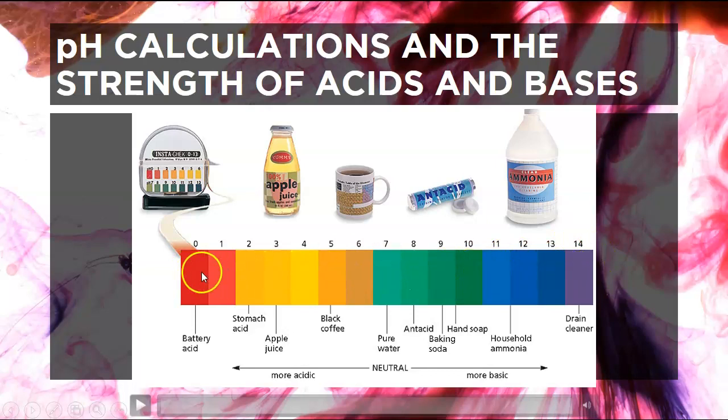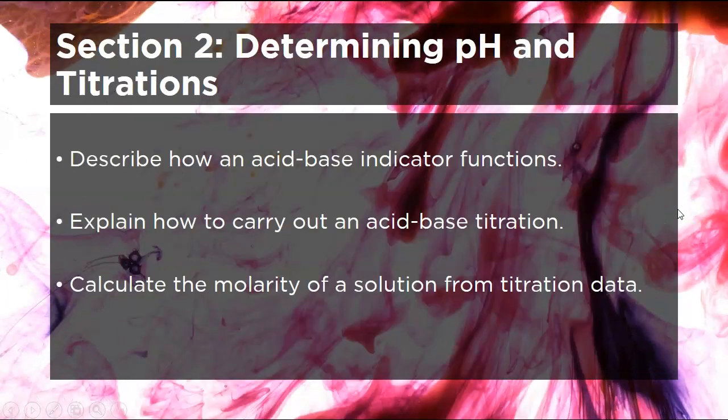Universal indicators will actually turn the color of what pH something is. So if we put it in apple juice, it'll become yellowish. If we put it in ammonia, it should become bluish. So tomorrow I think we'll try some of that out just for fun, and talk about titration.